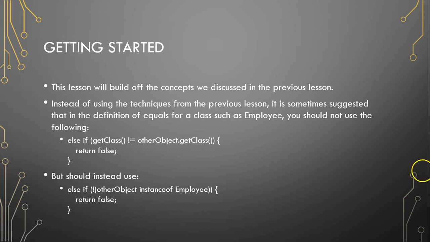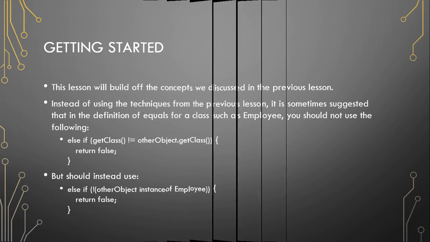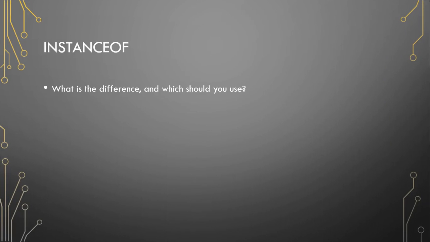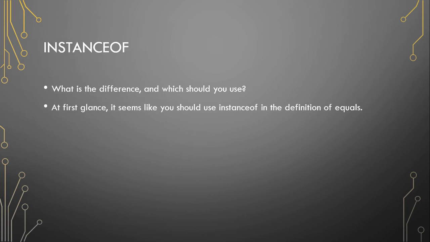Now, this first method, of course, is how we did it last time. We said to get the class of the first object and then compare it against the class of the second object. But this one says to look at the other object and see if it's an instance of Employee. They're both very similar in comparison, but there is a distinct difference that we're going to talk about here. With instanceof, we first need to understand the difference and then which we should use. At first glance, it seems like we might want to just use instanceof. It's a little bit simpler, and it checks to see if it's an instance of the class we want it to be.